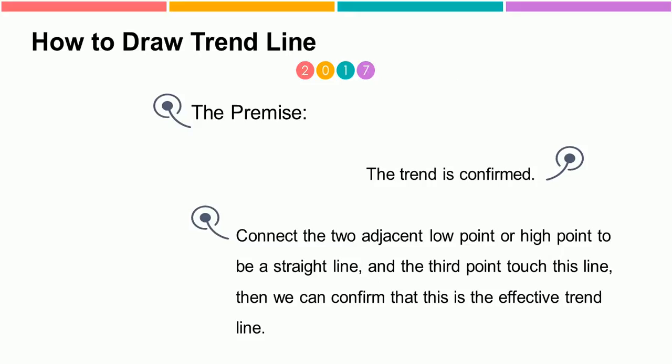So now I will teach you how to draw the trend line. Firstly, the premise is that the trend is confirmed. If you see the price is in sideways, the low point is lower, the high point is higher, which means this is not a clear trend. So you cannot draw a trend line. If you confirm that the trend is up or down, you can draw the trend line. You can connect two adjacent low points or high points to make a straight line. And if a third point touches this line, then we can confirm that this is an effective trend line.